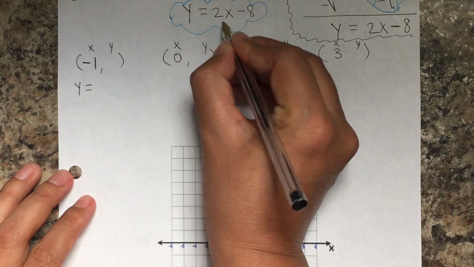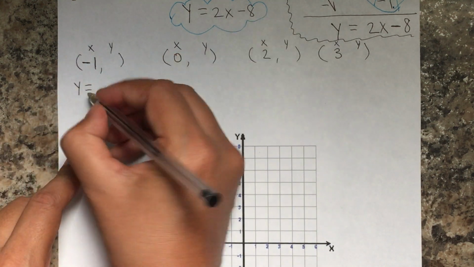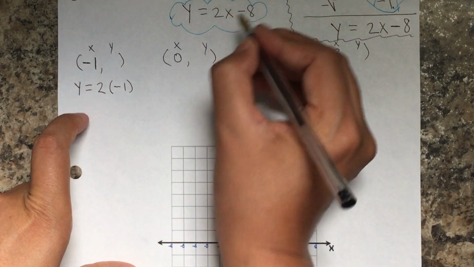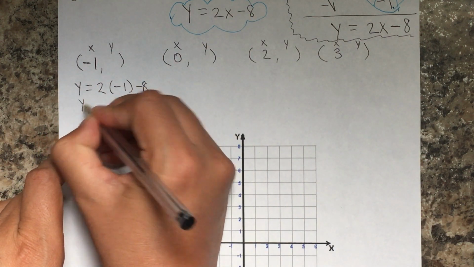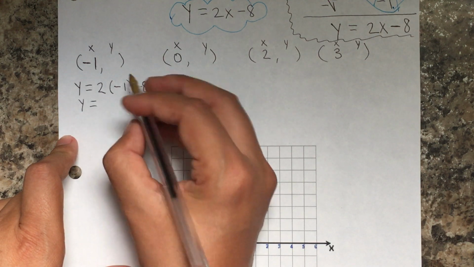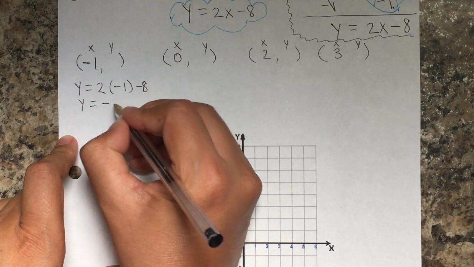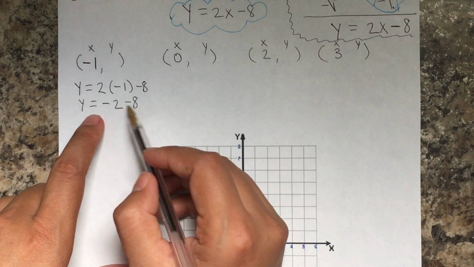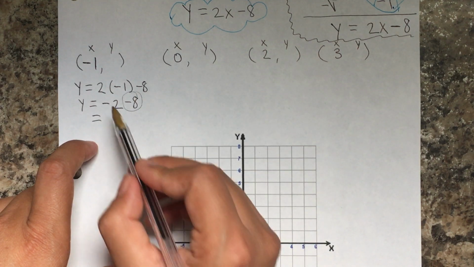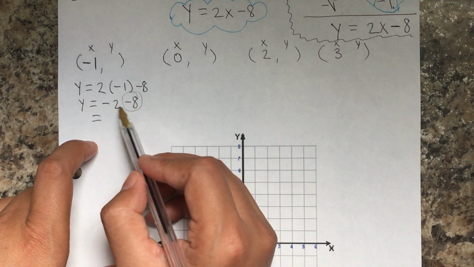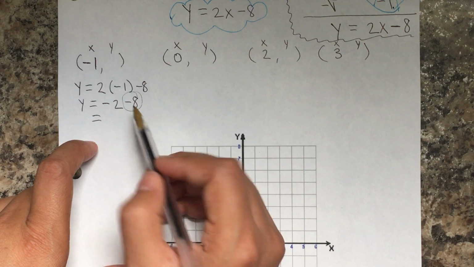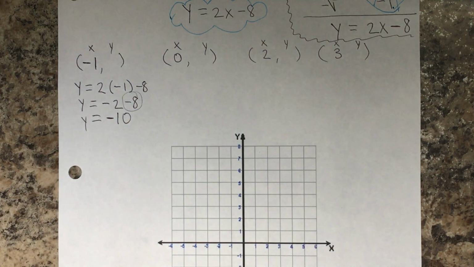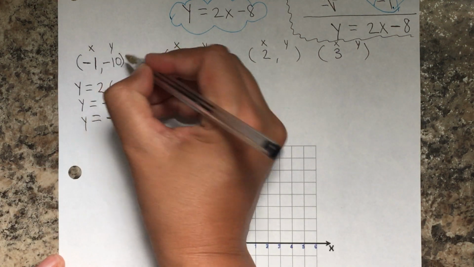So again, we start with y equals 2 times the value of x, which is -1, minus 8. And so y equals 2 times -1, positive times negative is negative. 2 times 1 is 2, minus 8. Same signs, we add and keep the sign of the bigger one. 2 plus 8 is 10, and the bigger sign is negative. Okay, so the value is -10.